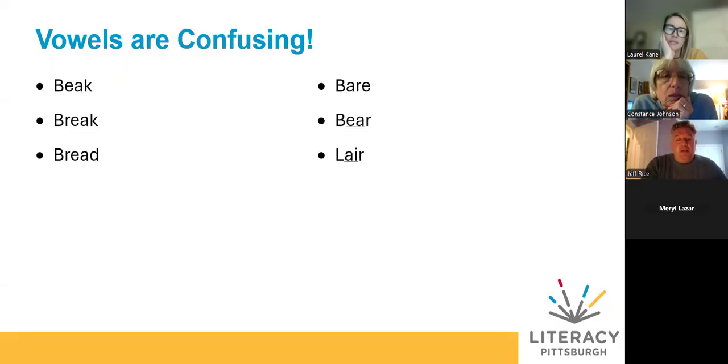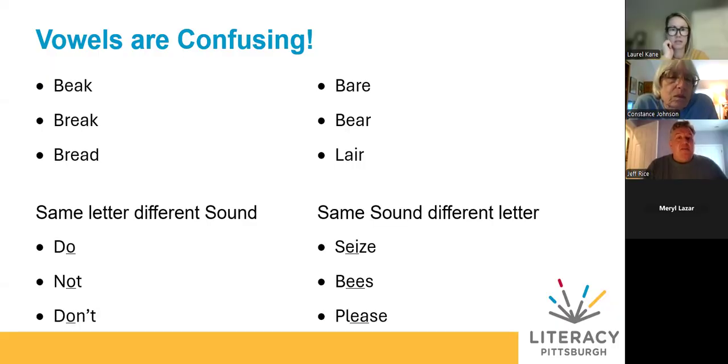On the other hand, sometimes we have different vowels that make the same sound. On the right, we have bear, bare, lair, but three different letters, A, E, A, I, one sound. Other examples on the left here of same letters with different sounds: O can be do, not, don't. Do, not, don't. One letter, three sounds. And then on the right, seas, bees, please. Three different letter combinations, but the same sound.